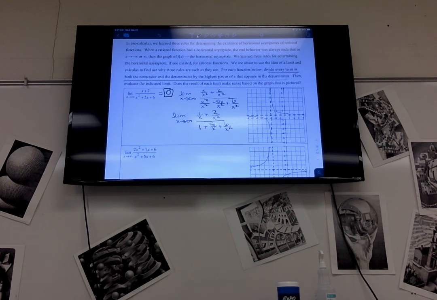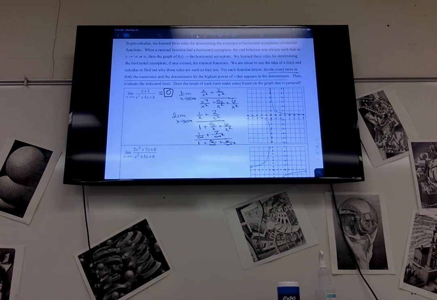Now to figure out a limit, what do you do? Plug it in. So if I plug in infinity, I get 1 divided by infinity, plus 2 divided by infinity squared, over 1, plus 5 divided by infinity, plus 6 over infinity squared.